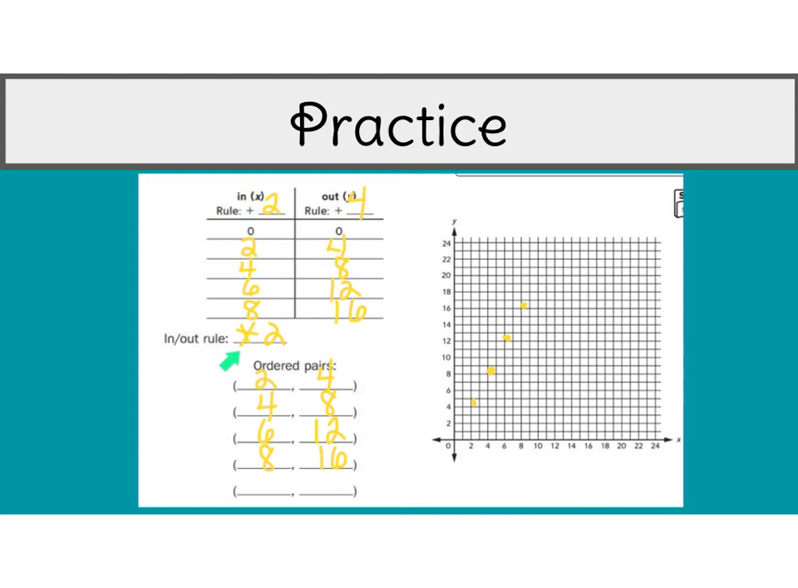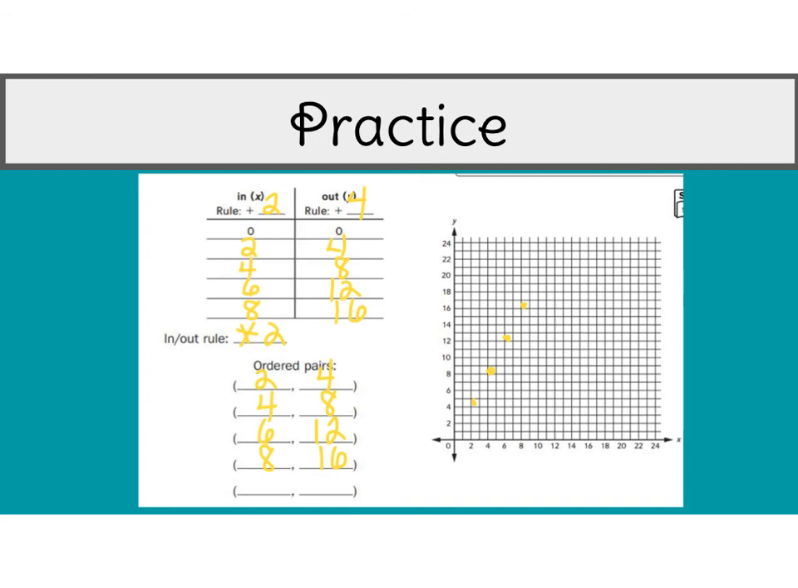So I came up with times 2. So if I take 2 times 2, I get 4. If I take 4 times 2, I get 8. 6 times 2 gives me 12, and 8 times 2 gives me 16. I then take these in and out values and I transfer them and make them my ordered pairs. So once I have my ordered pairs, and I did not put 0 and 0 in here, that's why we have one that's blank, I then came over to my graph to place those.